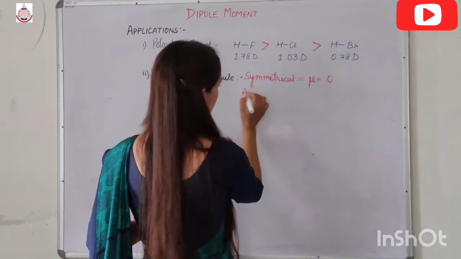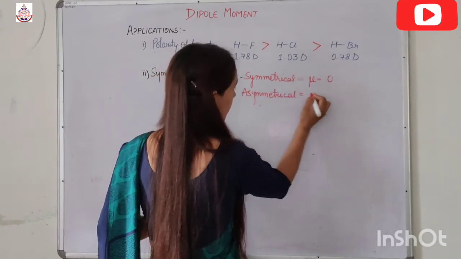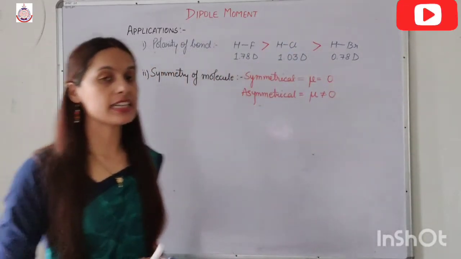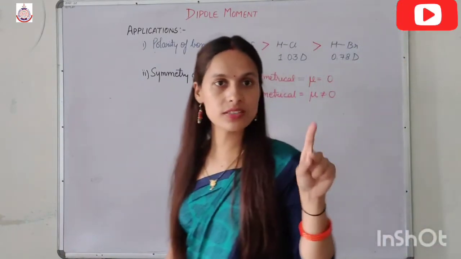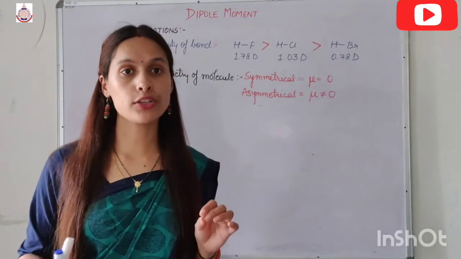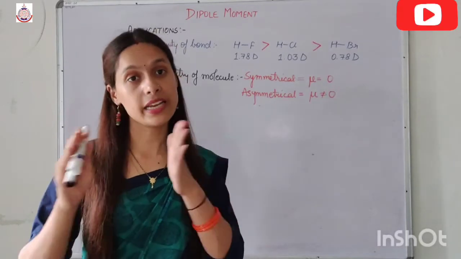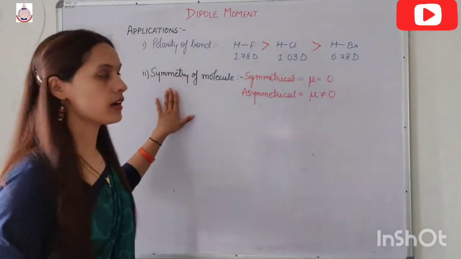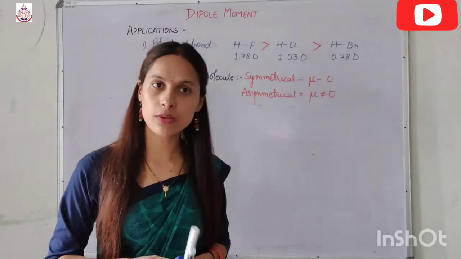And if we have an asymmetric molecule, then the dipole moment is not equal to 0. So if we are getting a dipole moment for a particular polyatomic molecule, it means that molecule is not symmetrical. And if we are getting zero dipole moment for a particular polyatomic molecule, it means that molecule is symmetrical in nature. Clear? So with the help of the dipole moment, we can identify the symmetry of the molecule.